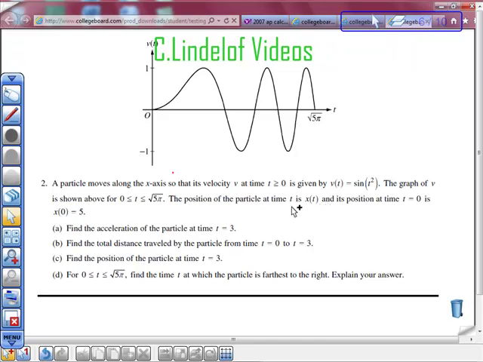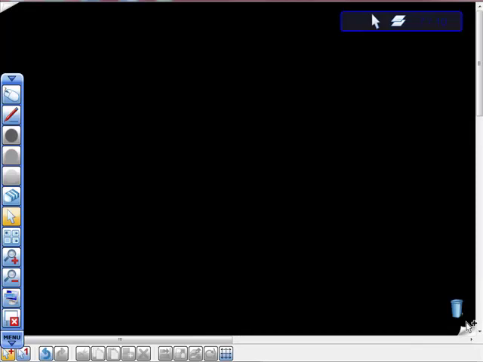The position of the particle at time t is x of t, and x of 0 is equal to 5. And our first question is: find the acceleration of the particle at time t equals 3. So what we're going to do is first find the acceleration.